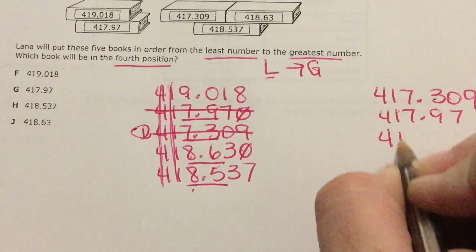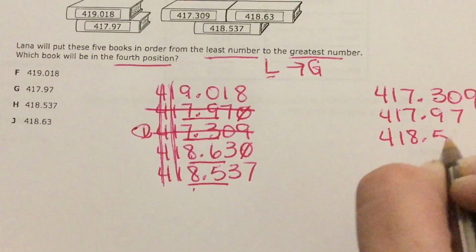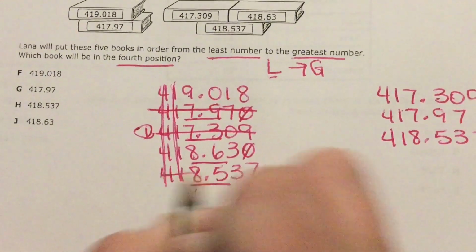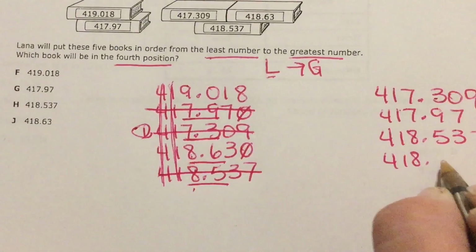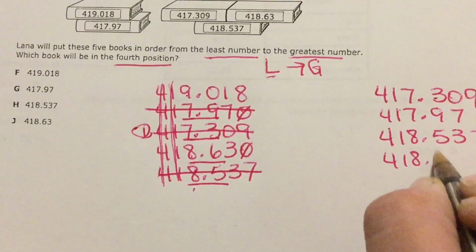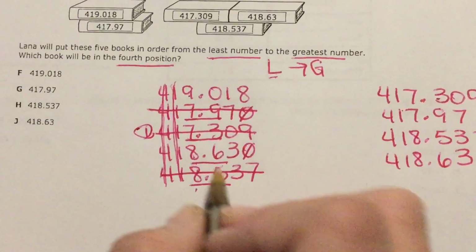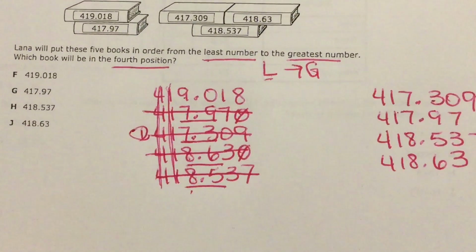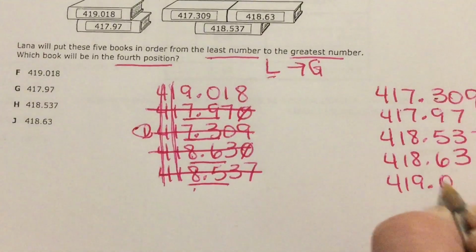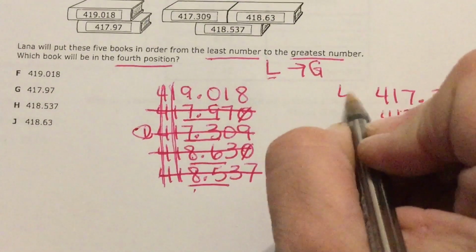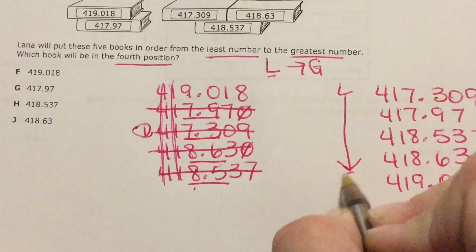Okay, so 418.537. And then 418.63, because that 0 was added. And that means 419.018 is in the fifth. So we went from least to greatest.